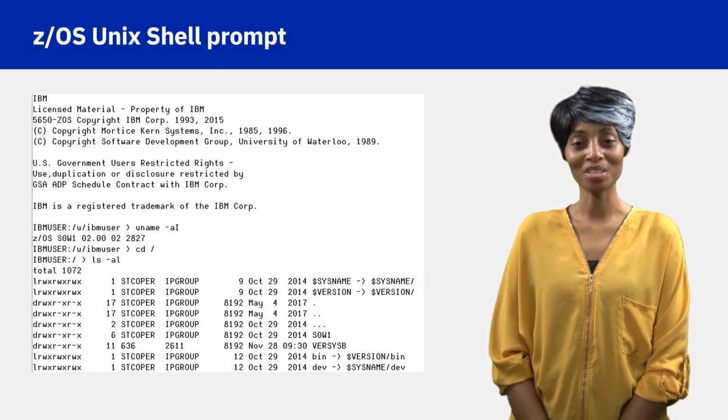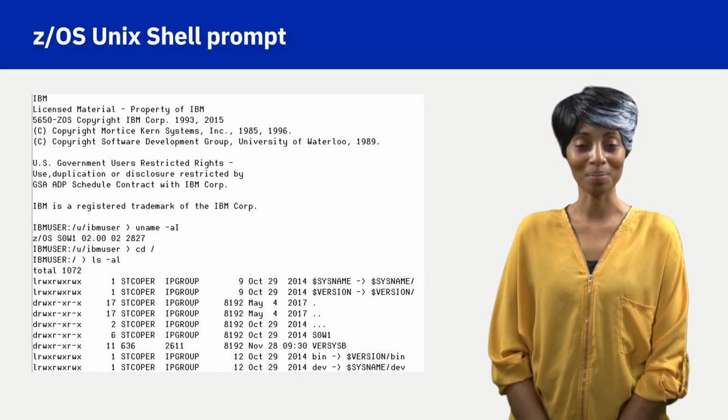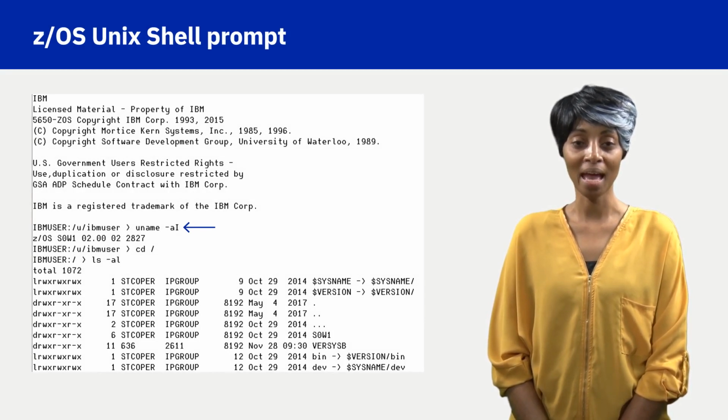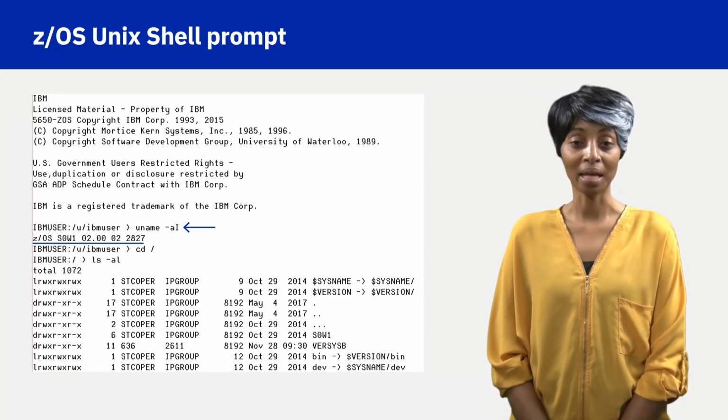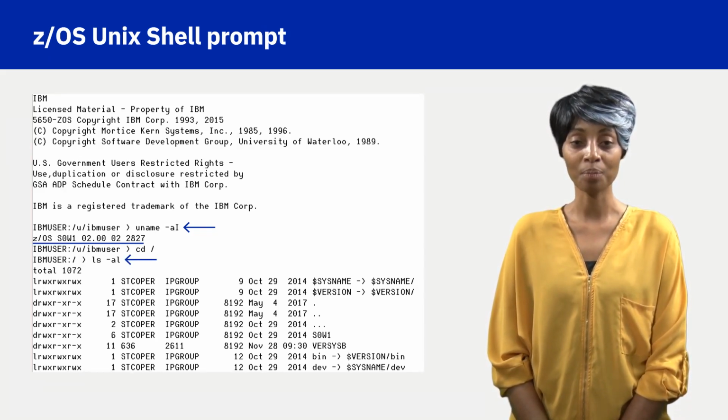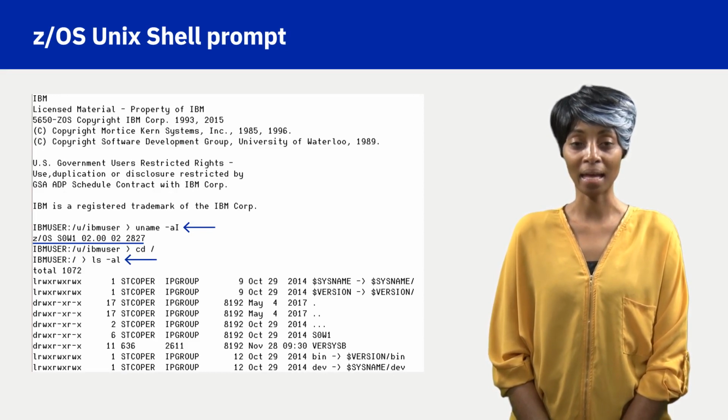The chart shows the z/OS Unix shell prompt. The Unix command uname with passed-in options lowercase a and uppercase I will output the operating system environment and hardware product number. The Unix command ls with passed-in options of lowercase a and l flags lists the root directory entries.